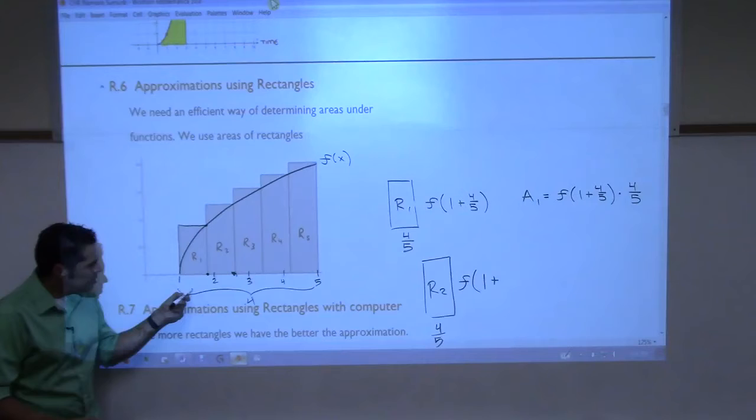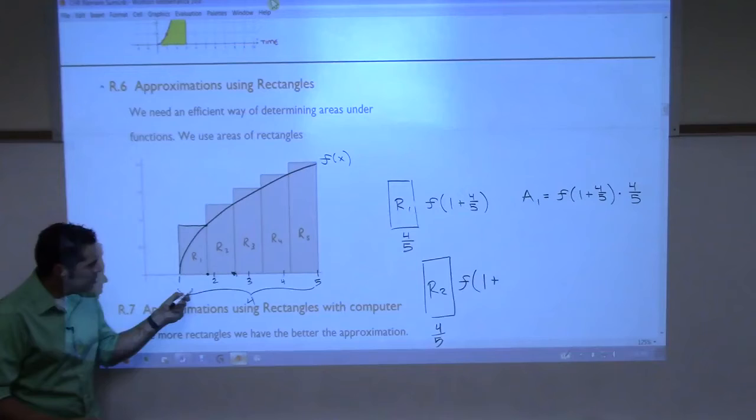Almost looks kind of like a square root function, a little bit, right? Let's say I'm starting here: here's the x value 1, here's 2, here's 3, here's 4, and here's 5. All right? I'm going to approximate the area underneath this function with these 5 rectangles.